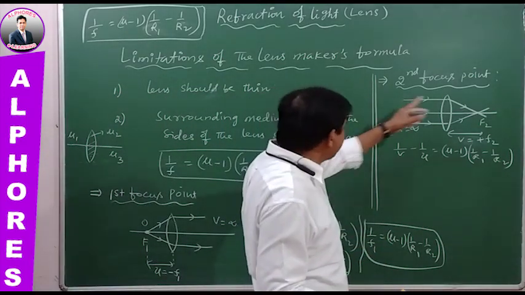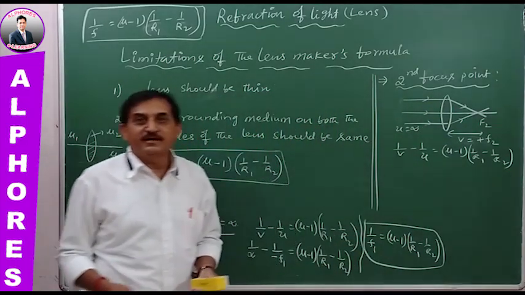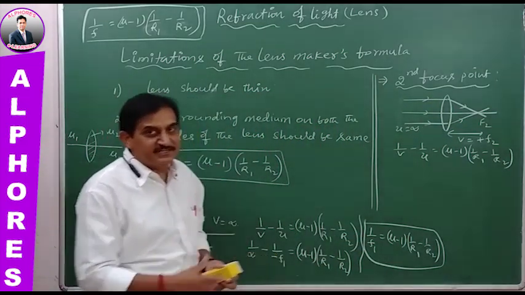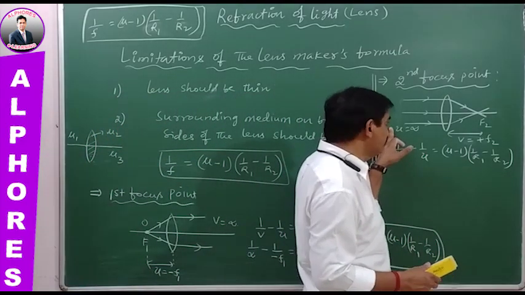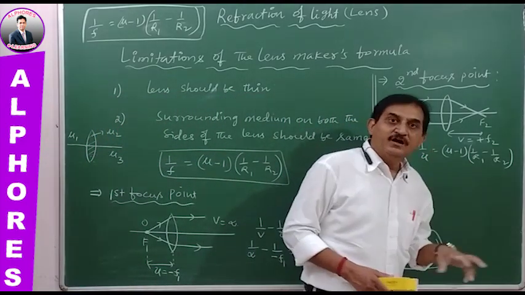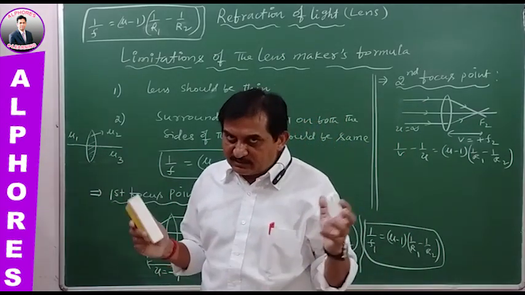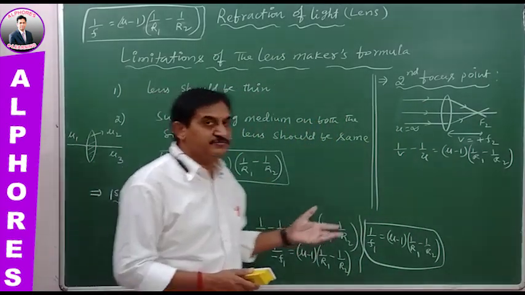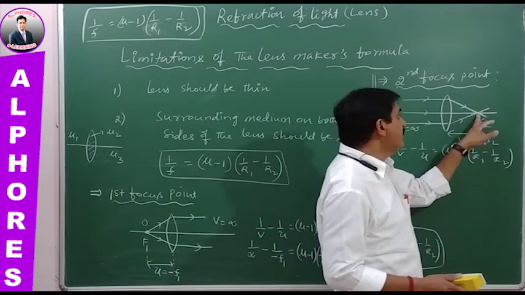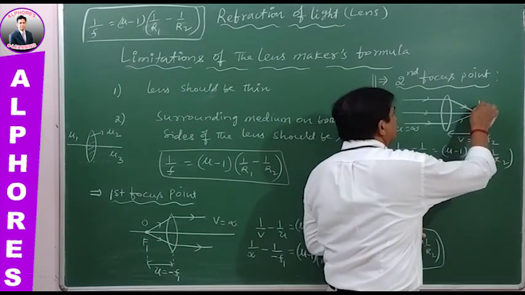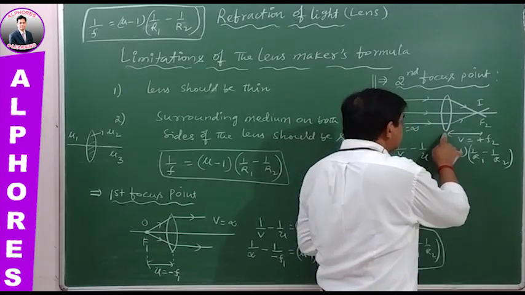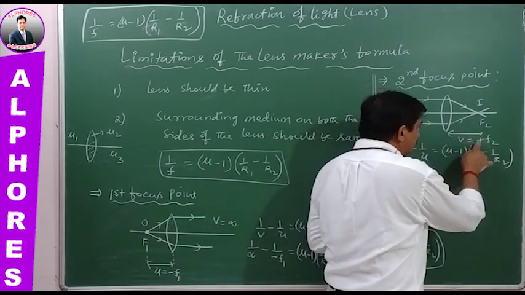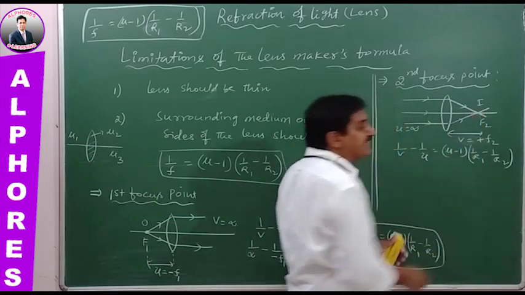And now for the second focus point. When a parallel beam of light is incident on the lens, means the object is kept at infinity, then finally after refraction the light rays converge to a point where the image is formed. This is the image position, and it is the second focus point, whose distance, the image distance v, is equal to plus f2 according to sign convention.